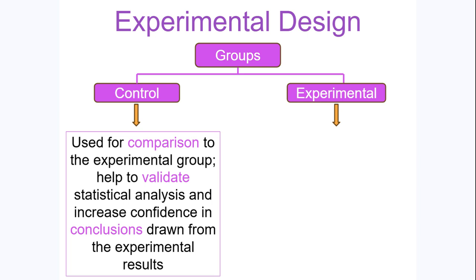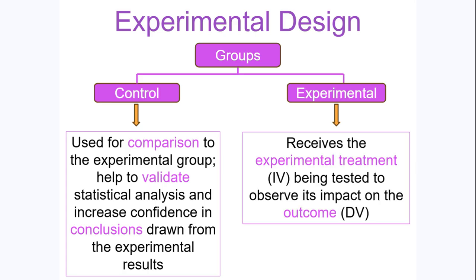It helps to validate statistical analysis and increase confidence in the conclusion drawn from the experimental results. So they're needed to be there to show that there's some type of statistical difference, or statistical sameness depending on the experiment, in the control groups versus the experimental groups. The experimental group receives the experimental treatment, which is our independent variable, being tested to observe its impact on the outcome, or your dependent variable. At least 3 trials are needed per group.